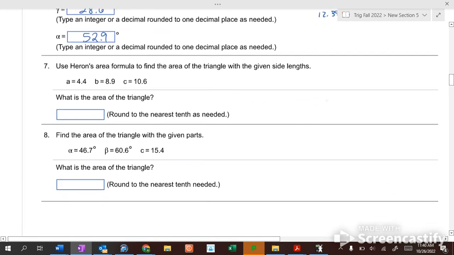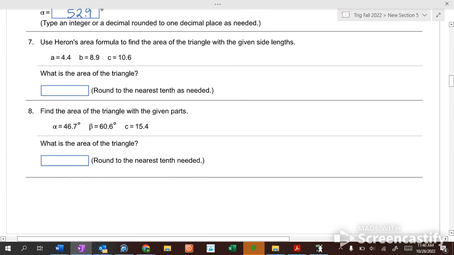All right. Heron's formula. How do we start out Heron's formula? S equals A plus B plus C divided by 2. Okay? 4.4 plus 8.9 is 13.3 plus 10.6 is 23.9 divided by 2 is, I don't know, 11.95.